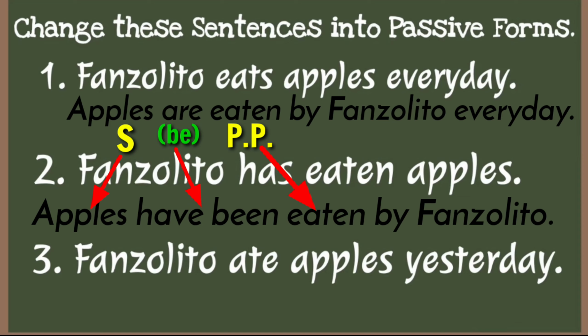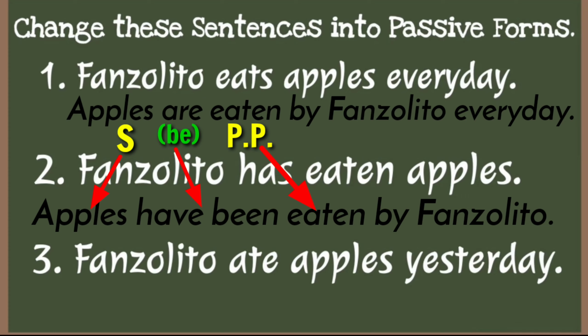Again, the be verb varies depending on the meaning of your sentence. So for sentence number 2, the be verb here is present perfect, have been, because the active sentence uses the present perfect form, which is has eaten, so the be verb should be have been.